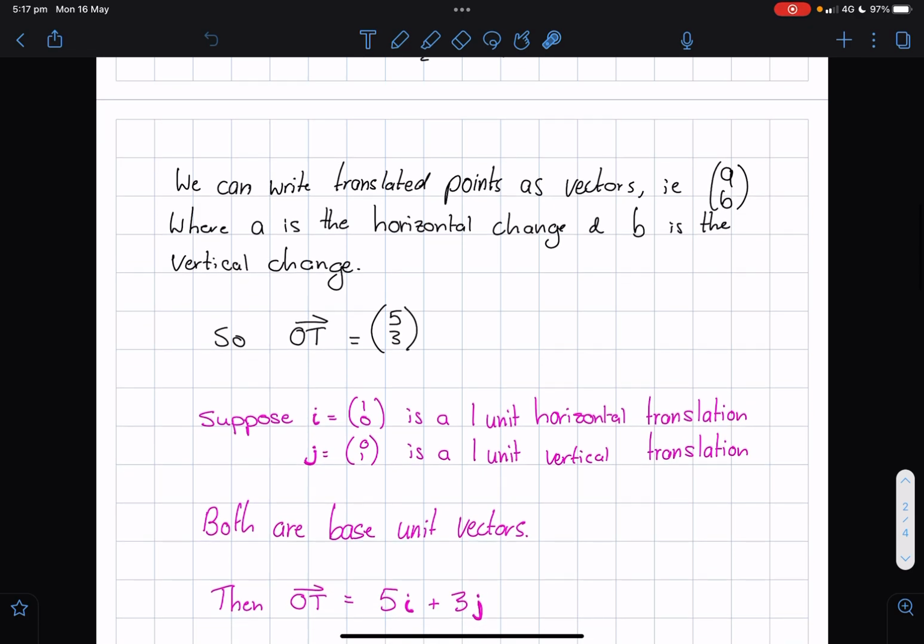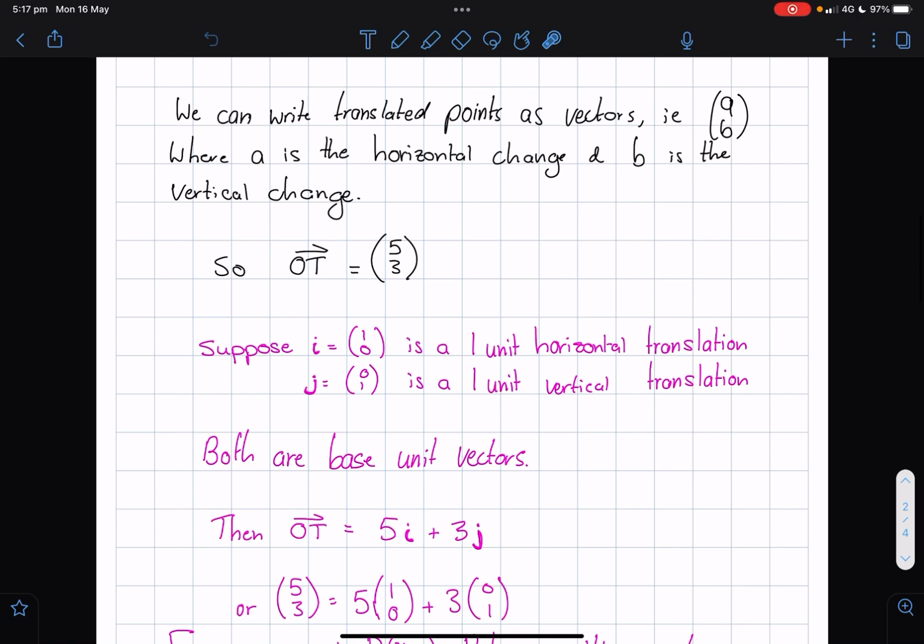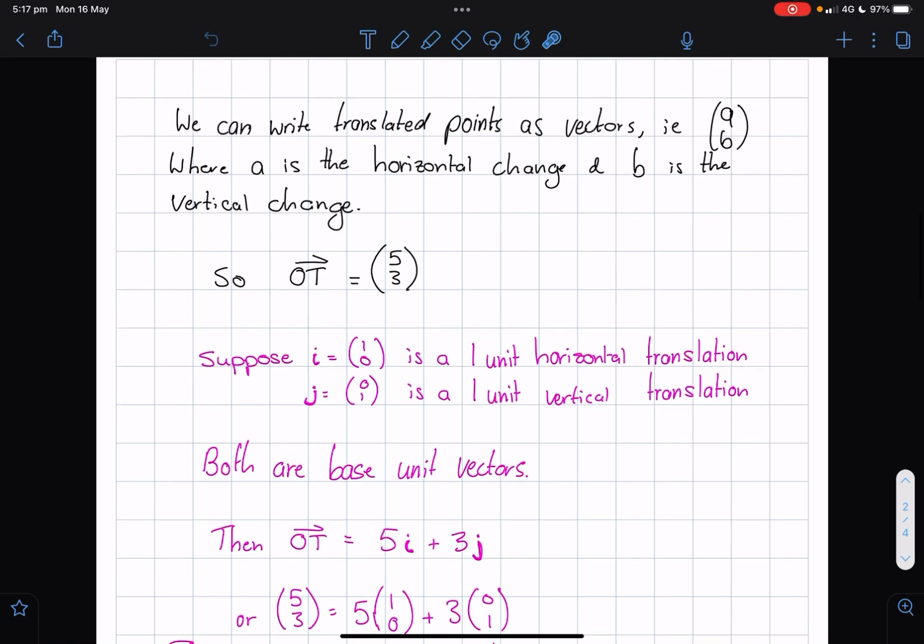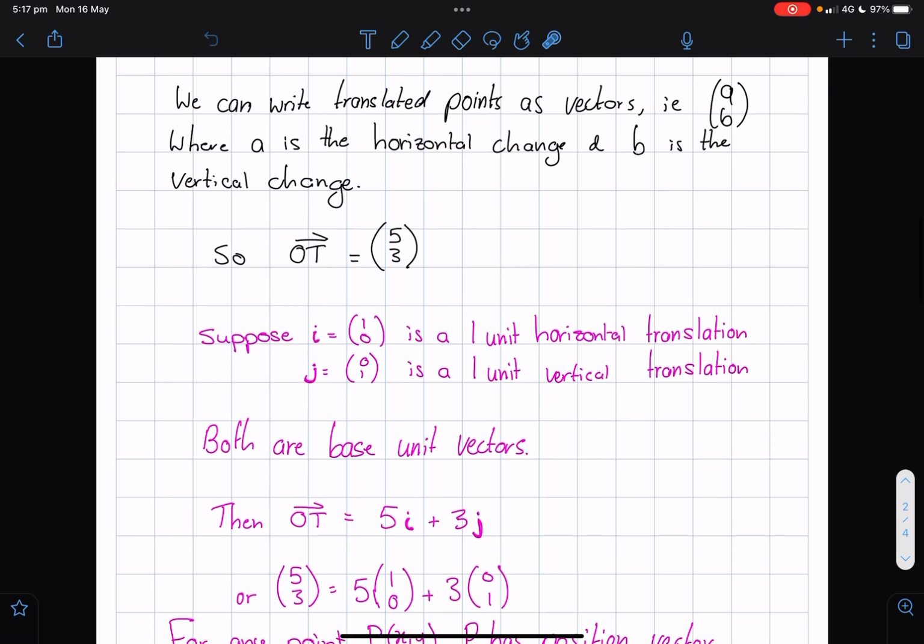So then we actually have our vector OT is equal to 5 times this vector i plus 3 times this vector j, because we're moving 5 lots of 1 unit horizontally and 3 lots of 1 unit vertically, okay? Or we could write this as the vector (5, 3) is equal to 5 times i, which is (1, 0), plus 3 times j, which is (0, 1).